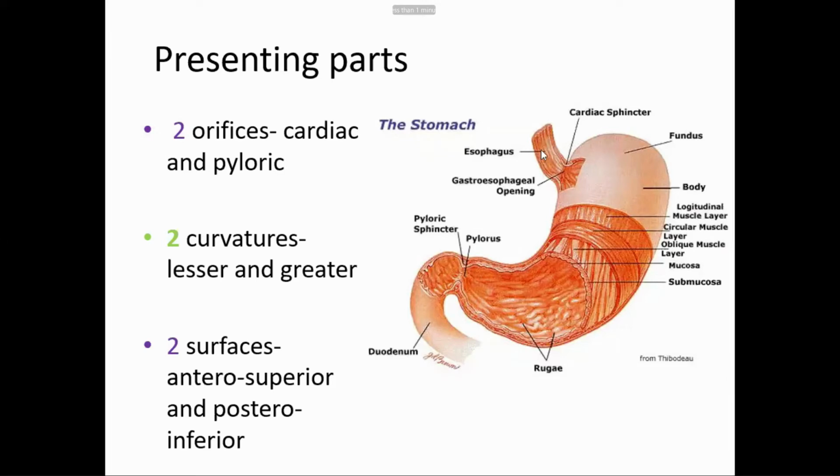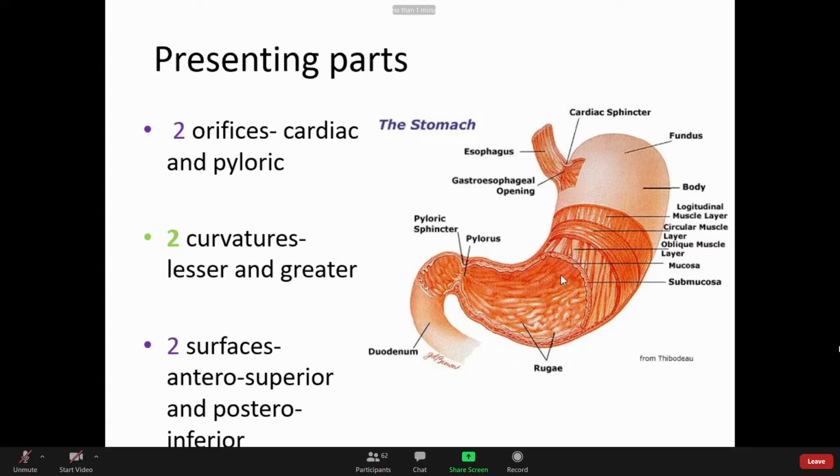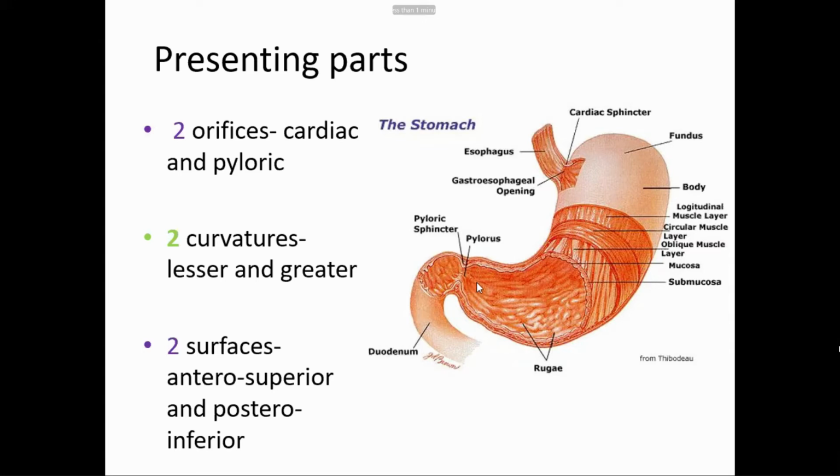At the junction of the esophagus and the stomach is the cardiac notch, and the stomach is subdivided into three regions: fundus, body, and the pyloric part. The pyloric part has two surfaces, the anterior-superior surface and the posterior-inferior surface.